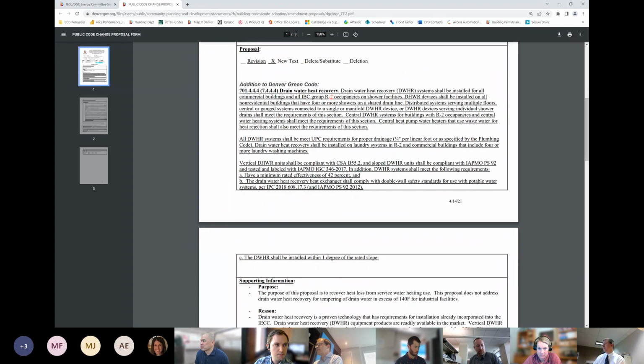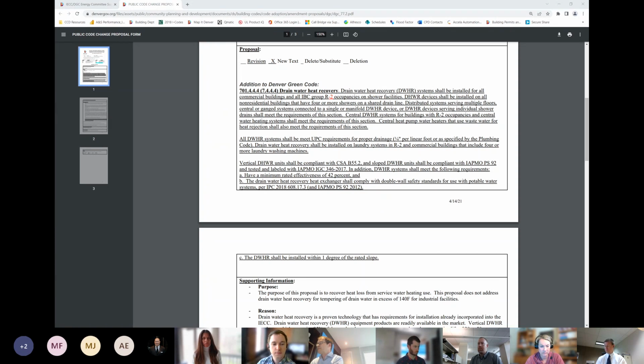Great. So this is again a green code proposal, so it's not for the base code. This is a measure that's been considered in other jurisdictions, and one of the reasons it's considered for the green code is the cost benefit is kind of marginal. It can be cost effective, but it kind of depends on the use and installation costs. But the idea here is to require a form of drain water heat recovery on all commercial buildings and R2 occupancies on shower facilities specifically.